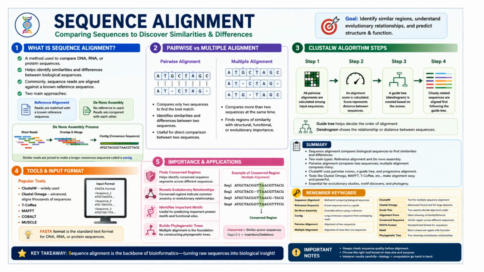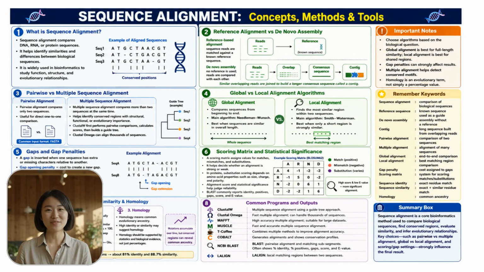Sequence alignment is essential for identifying similarities and differences. Pairwise alignment compares 2 sequences, while multiple alignment compares more. The ClustalW algorithm uses scores and a guide tree for progressive alignment. Key concepts include pairwise and multiple alignment, global and local alignment, and scoring matrices for statistical significance. Gap penalties are also important.